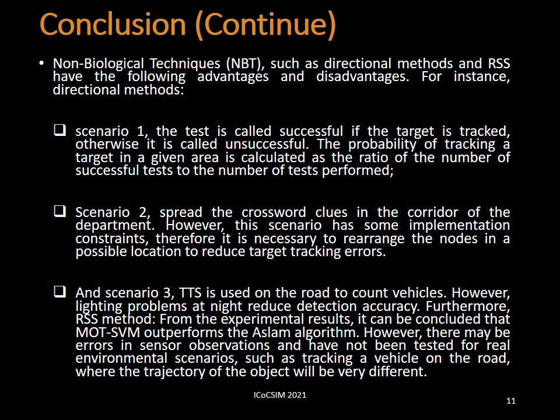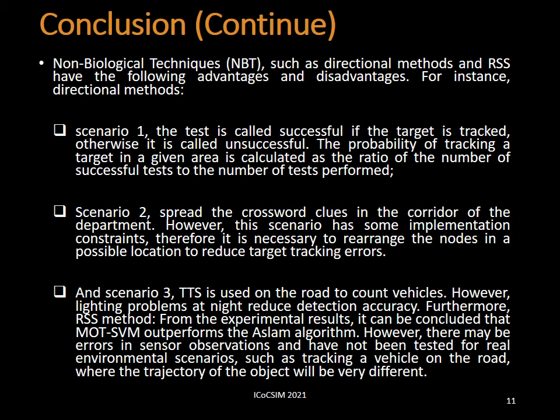Thirdly, non-biological techniques such as directional methods and RSS have the following advantages and disadvantages. For instance, directional methods. In scenario 1, the test is called successful if the target is tracked, otherwise it is called unsuccessful. Scenario 2, spread the crossword clues in the corridor of the department. However, the scenario has some implementation constraints. Therefore, it is necessary to rearrange the nodes in a possible location to reduce target tracking errors.